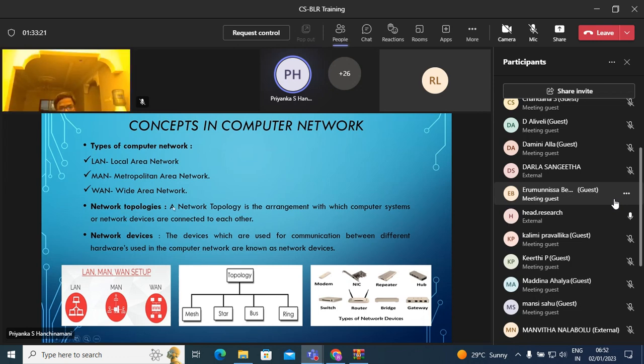Network topology. Network topology is the arrangement with which computer systems or network devices are connected to each other. Here we have four types of topology: mesh, star, bus and ring topology. Next, network devices. The devices which are used to communicate between different hardware used in computer networks are known as network devices, like modem, switch, router, repeater and so on.